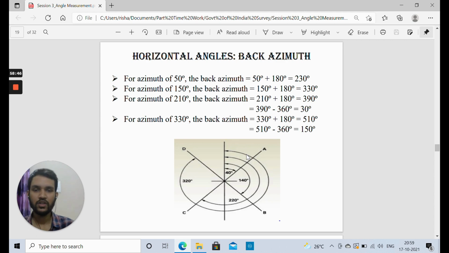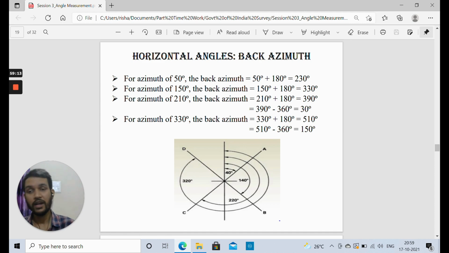I have tried to show this with the help of an example also. Here you can see, suppose I have taken the azimuth of a line as 50 degree. If 50 degree is the azimuth of a line, then the back azimuth of that line will be just 50 plus 180, that is equal to 230 degree. Similarly, if we are talking about an azimuth of 150 degree, then the back azimuth of that line will be 150 plus 180, that will be 330 degree.